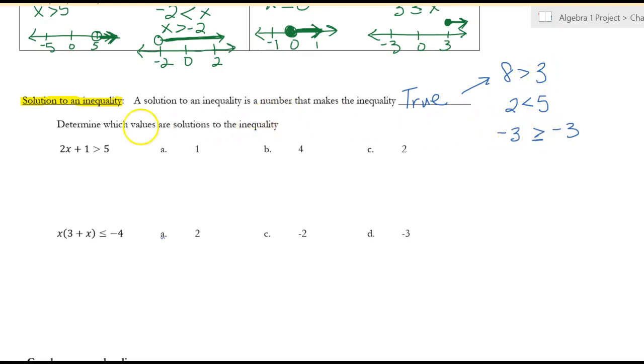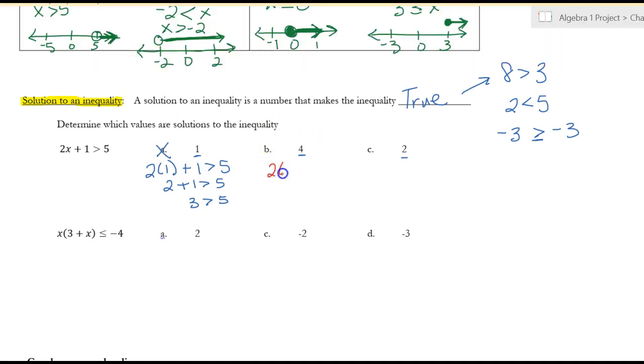Okay, so what I do here when I want to determine if they're solutions, I'm going to plug in these different values for x. So here it'll be 2 times 1 plus 1 is greater than 5. 2 times 1 is 2. 3 is greater than 5. No, that's not true. So this is not a solution. Change color so it's easier to see each time.